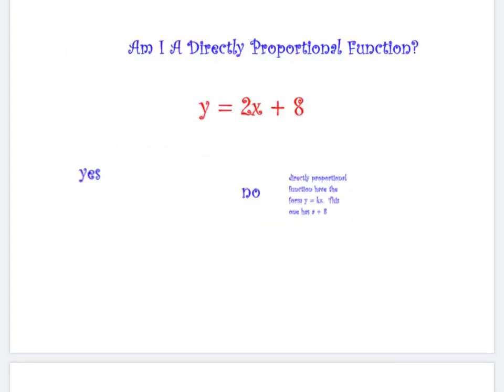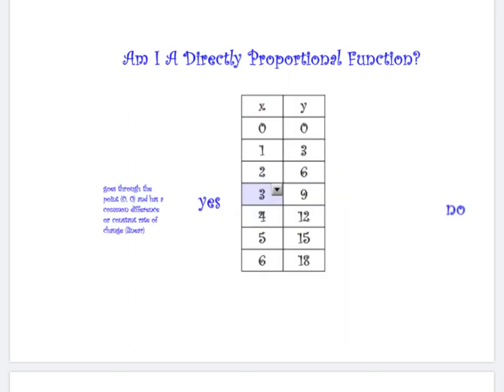So let's take a look at some examples and decide if we have examples that are directly proportional or not directly proportional. So if you look at the equation y equals 2x plus 8, that is not directly proportional because it's not in the form y equals kx. Let's look at the table. So the table does pass through 0, 0, but you have to look if it has a constant slope.